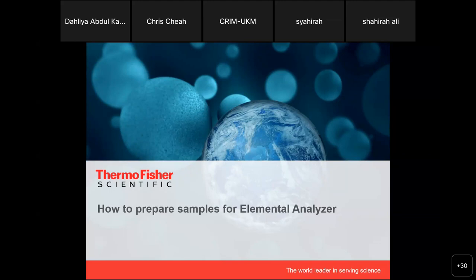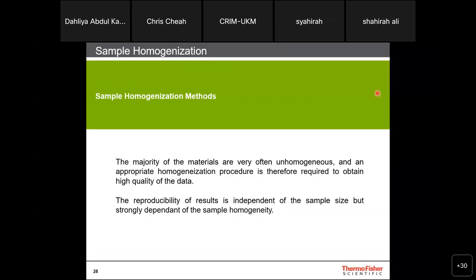Then maybe I'll continue. So how do we prepare the sample? Whenever we are preparing the sample, we need to understand the term sample homogenization. This will affect your result. In terms of chemistry, this is the most important topic whenever we are starting a project on the elemental analyzer, because this will determine whether your final result is accurate and repeatable.